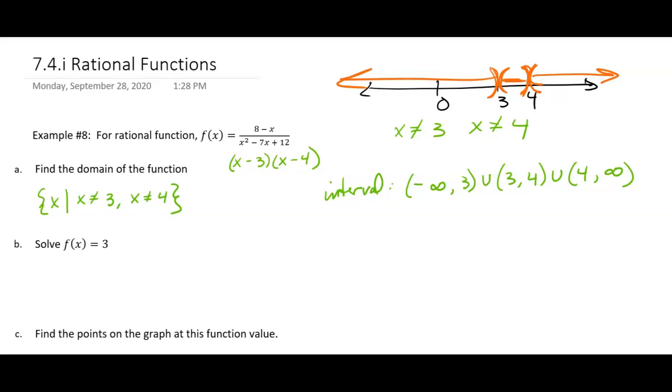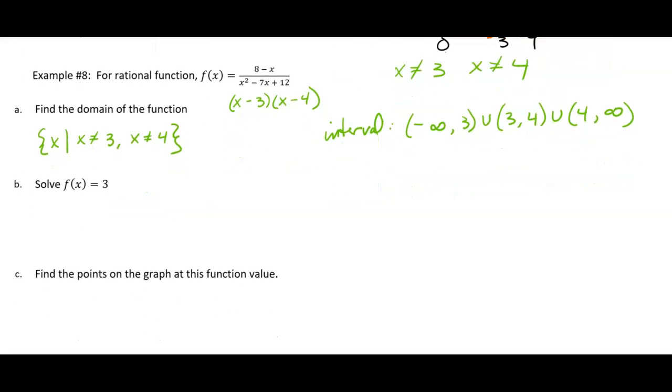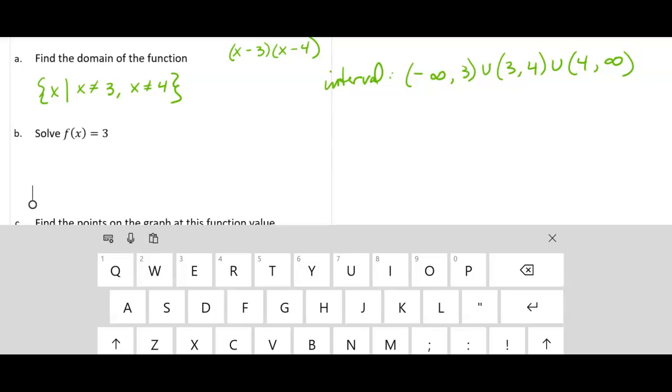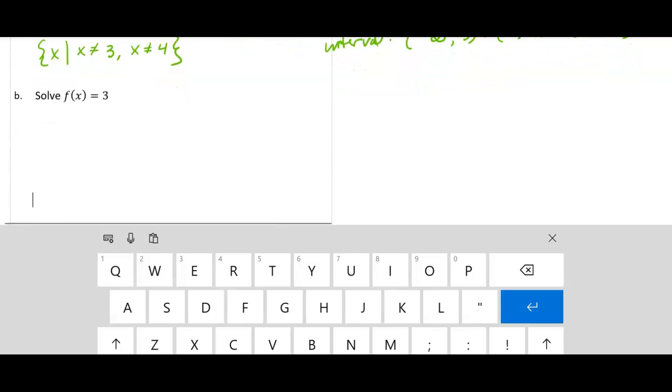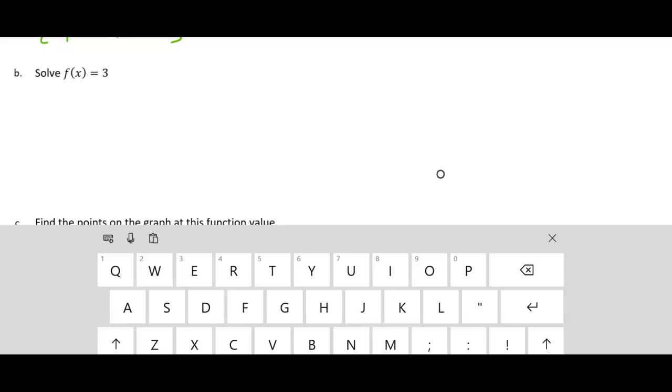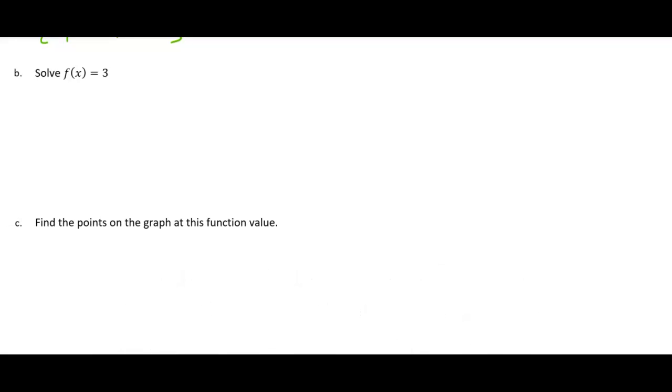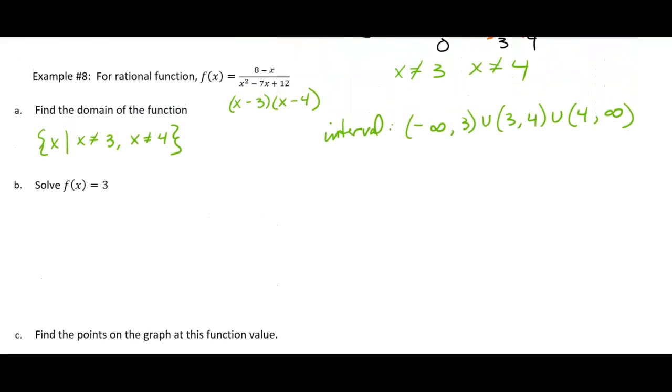Or they could just ask it a different way. But okay, now I didn't leave myself enough room. Give myself a little more room there. Now they say solve if f of x equals 3. Well, what that means then is you're taking the rational function 8 minus x over, I'm going to leave it factored because I already have it factored. And we're saying, when does that equal 3? So I've got a rational function, and I want to know when does that function equal 3.